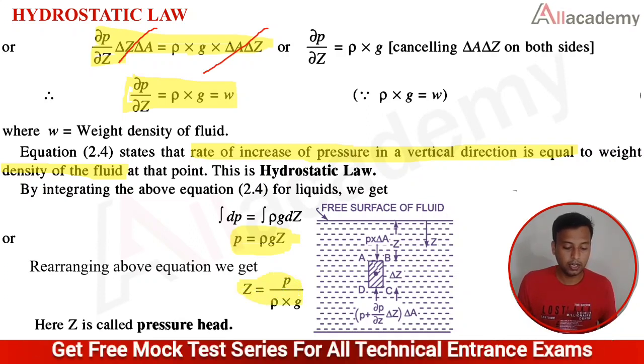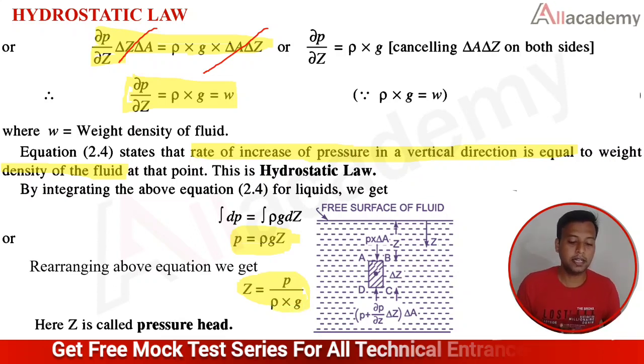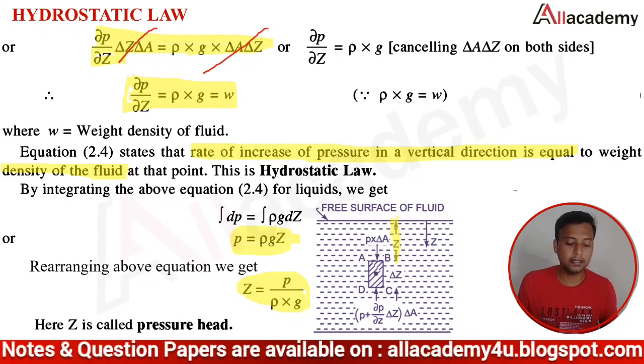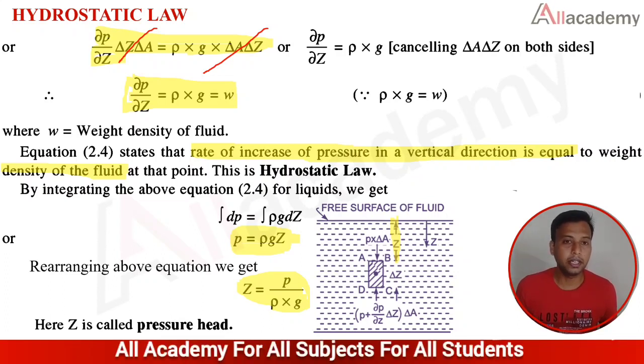It is called the head of pressure, or the pressure head. Z is the pressure head. Here you can see this one. So this is the pressure head. Just mark it here. This is the pressure head, and that is Z, which can be identified. That is P divided by rho g. So I hope this is clear to you.